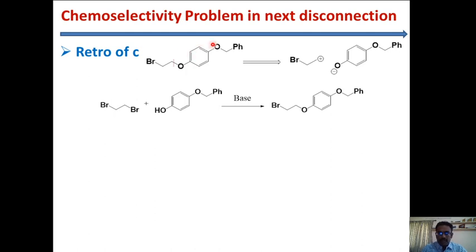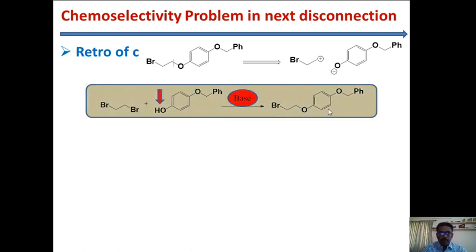Now here it is the target, the second bond breaking. There is no problem at all here. Now you have a base, then you have one acidic proton, the phenol acidic proton, and you will get the molecule. So in this step also you don't have any problem.